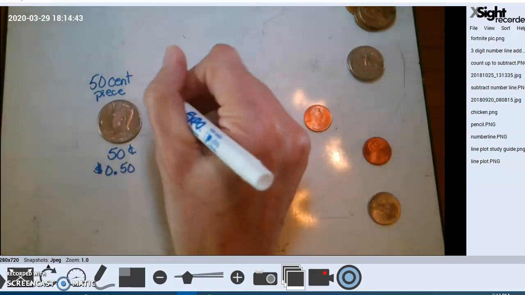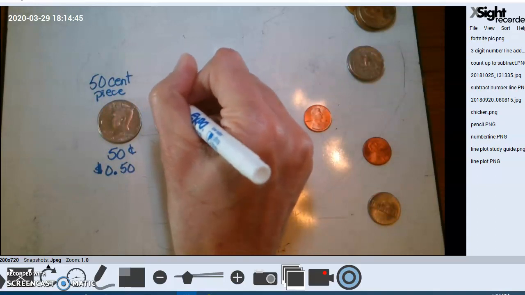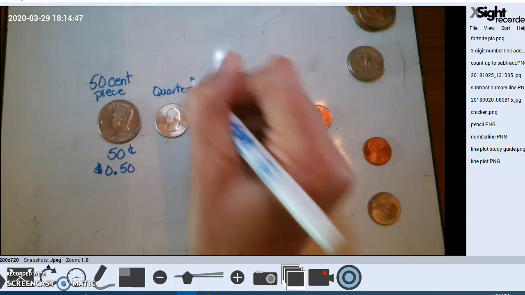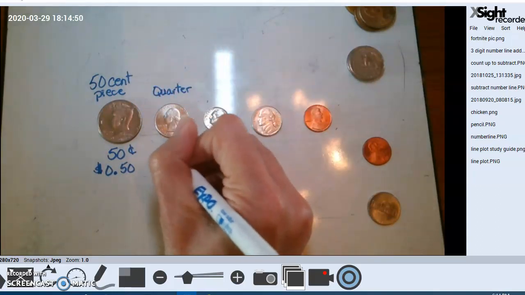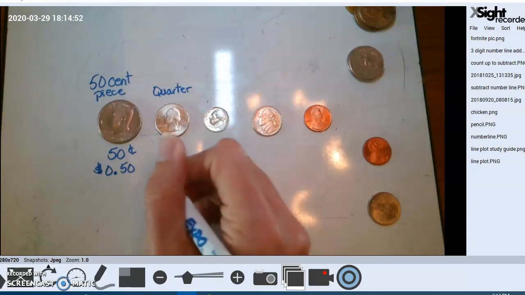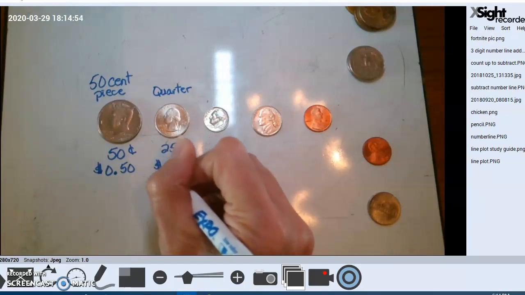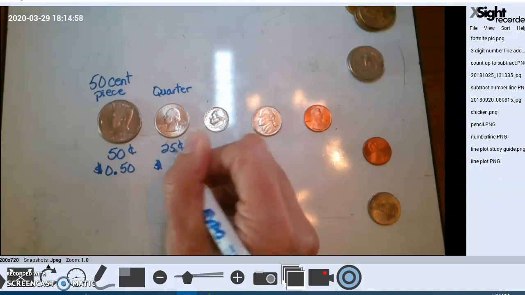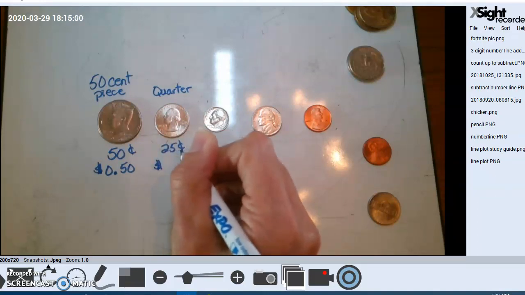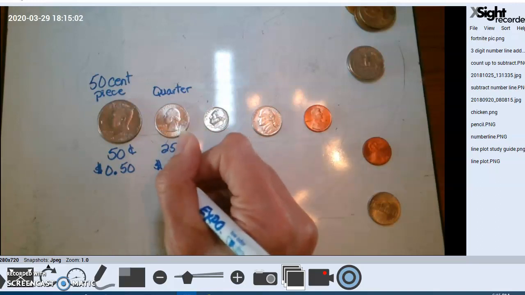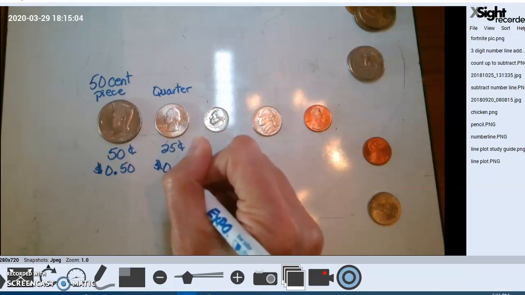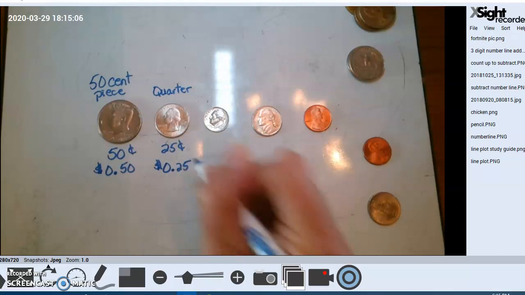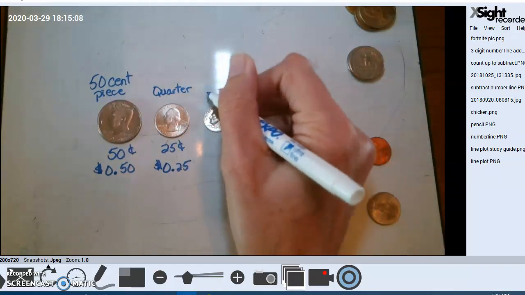This is a quarter, Q-U-A-R-T-E-R, and a quarter is worth 25 cents, or I write that with a $. You notice the difference. This is a symbol for cent. I don't need a decimal for that. But whenever I use a $, I've got to have that decimal. That's the difference.